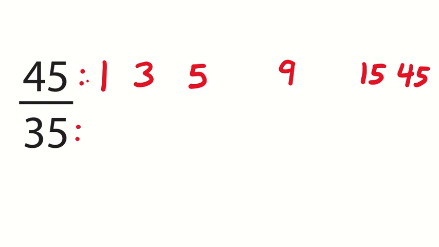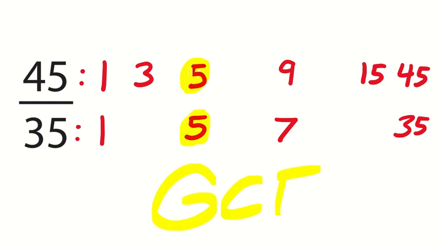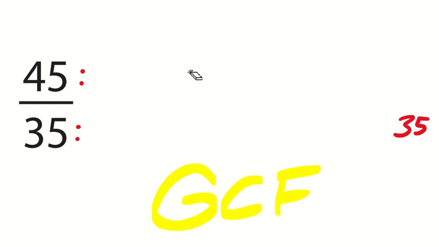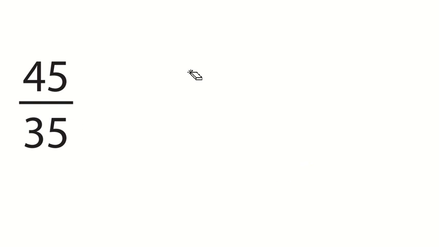Now we need to do the same thing with 35. 1 times 35 is 35. 2 won't go into 35, 3 won't go into 35, 4 won't go into 35, but 5 will. We know that 5 times 7 is 35. And the greatest common factor is 5. Why? Because it's the biggest number that appears on both lists. So now we can divide the top and the bottom number by 5, which is our greatest common factor. So we do that together. 45 divided by 5 is 9. And 35 divided by 5 is 7.